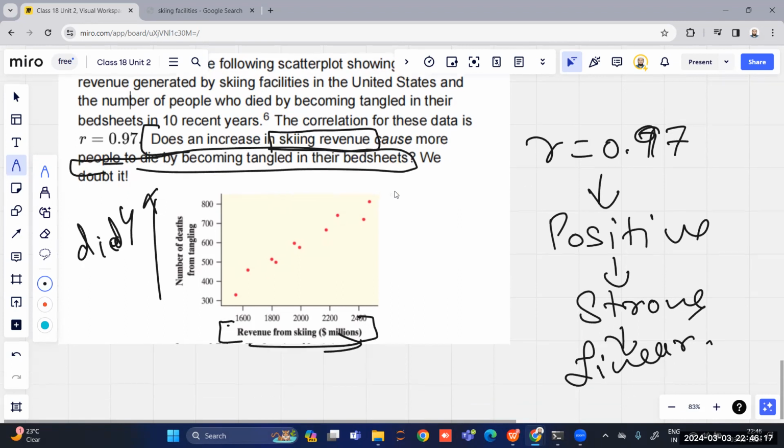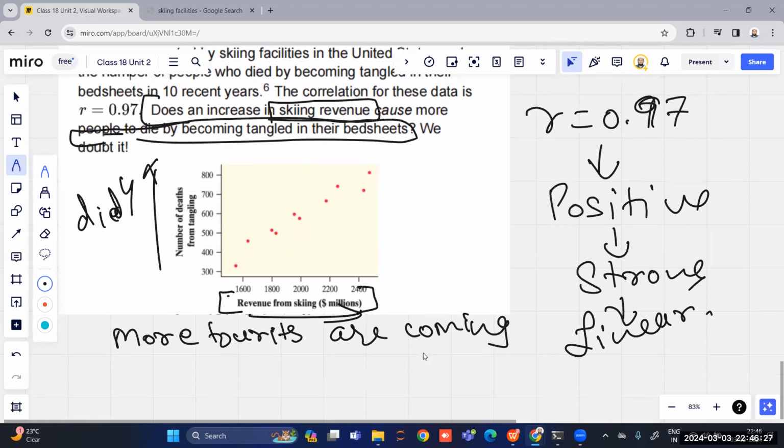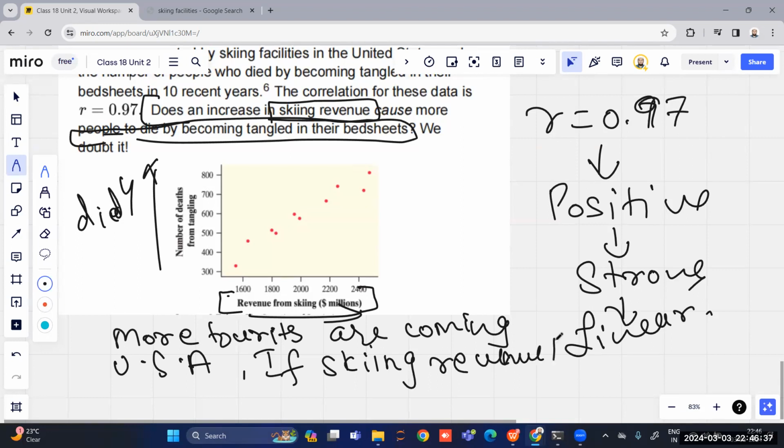Likewise, suppose more tourists are coming to the USA. They will enjoy all the facilities and all the unique things in the USA. Yes or no? So if skiing revenue increases, skiing revenue increases.